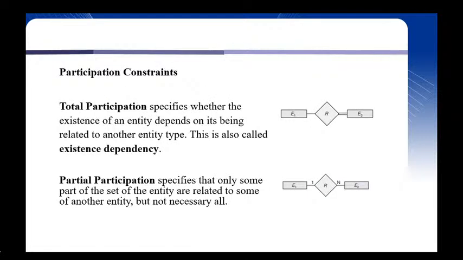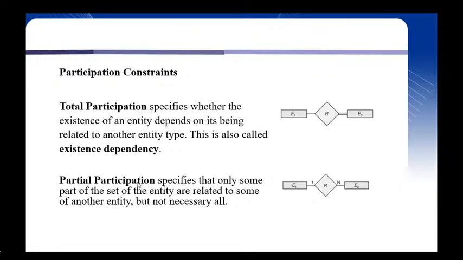So there are different constraints in relationships. So what are these participation constraints? Participation constraints explain if it is total or partial. It is total if it specifies whether the existence of an entity depends on its being related to another entity type. So just like this one, existence dependency means that E2 or entity 2 should participate in the relationship. All of the instances in entity 2 should be participating in the relationship because it's total participation.